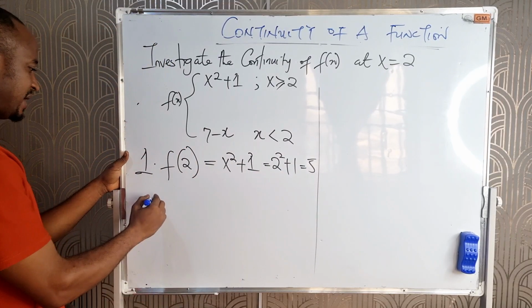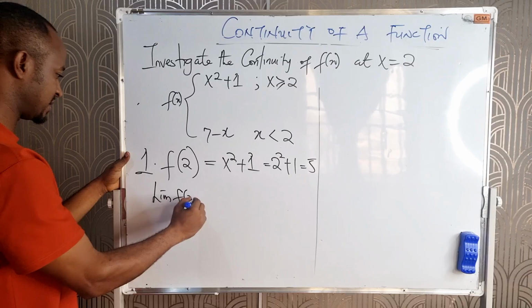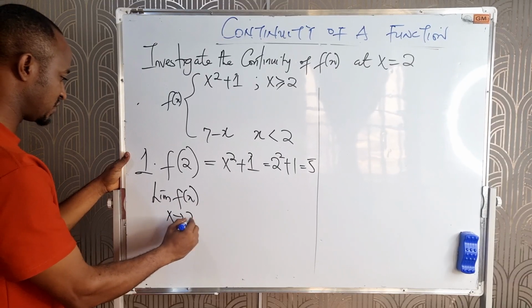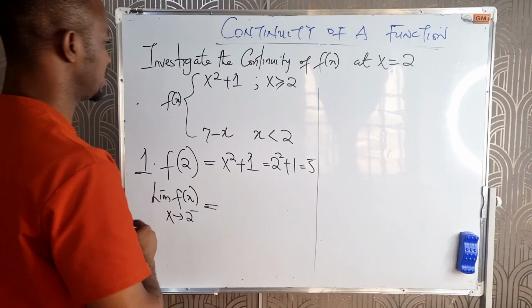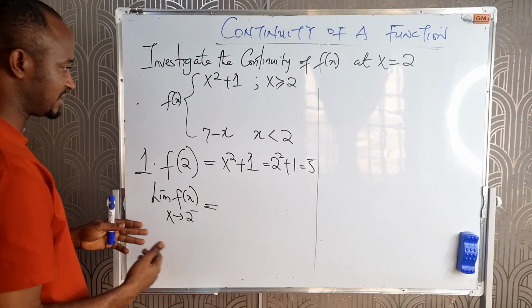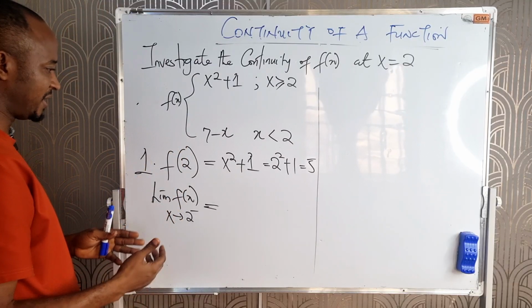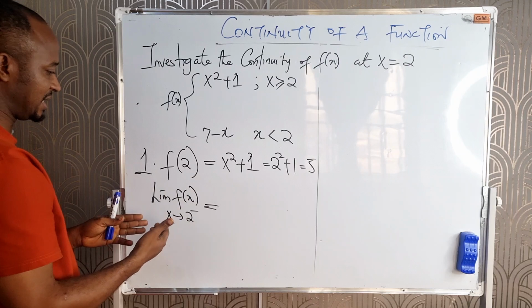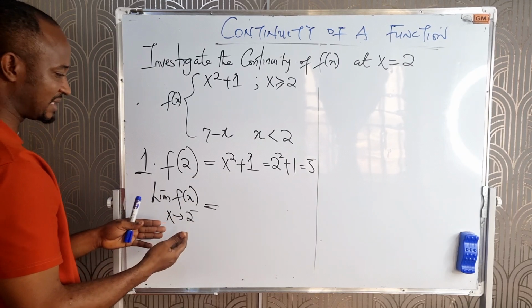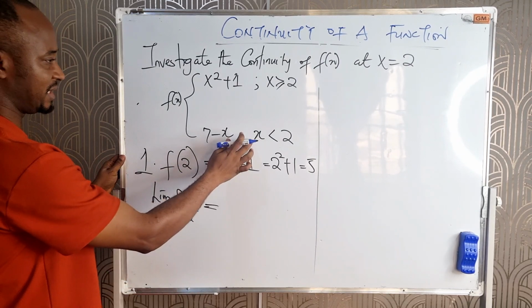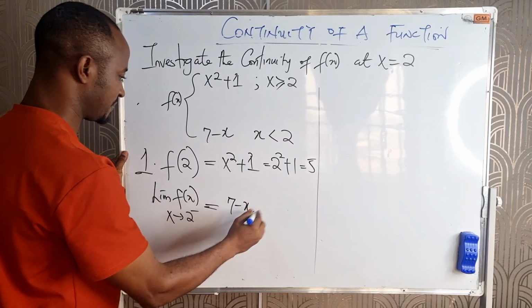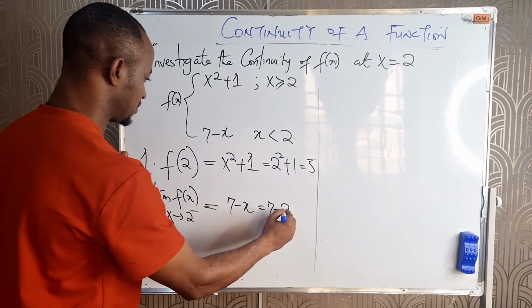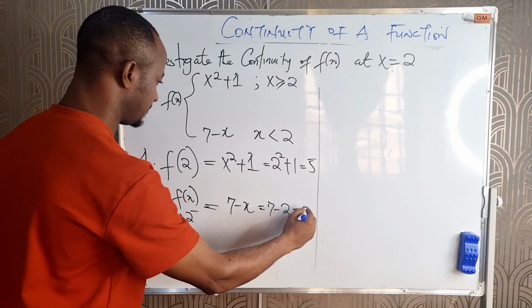The next step is to find the limit of f of x as x approaches 2. The left-hand side simply means less than. Which of these functions applies where x is less than 2? To find the limit of f of x as x approaches 2 from the left-hand side, we have to use this one, because we are told that x is less than 2. So that means 7 minus x, and that will give us 7 minus 2, which is equal to 5.